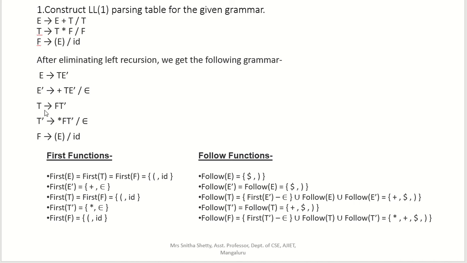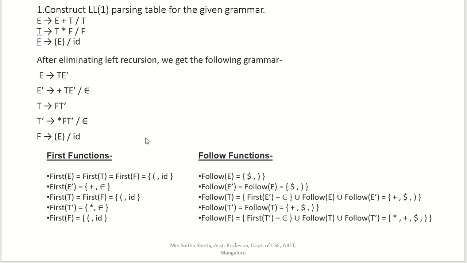Okay, what is the first of T? Similarly, first of F here. What is first of F? Open bracket comma ID. Next, what is first of T? Again first of F, so first of F is open bracket comma ID. What is first of T dash? It is star comma epsilon. We have already seen how to calculate first. So we got the first of all the variables, that is E dash, T dash and F.